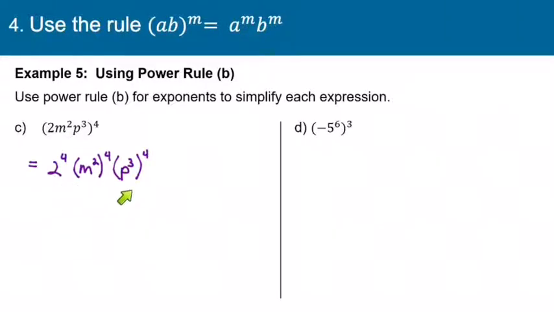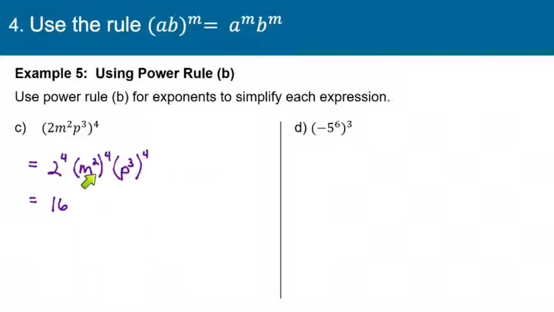Now we can do a little more to this expression. We do want to remove the parentheses, and we do want to evaluate this constant raised to a power. So 2 to the fourth, of course, is 2 times 2 times 2 times 2. If you work that out, that's going to be 16.